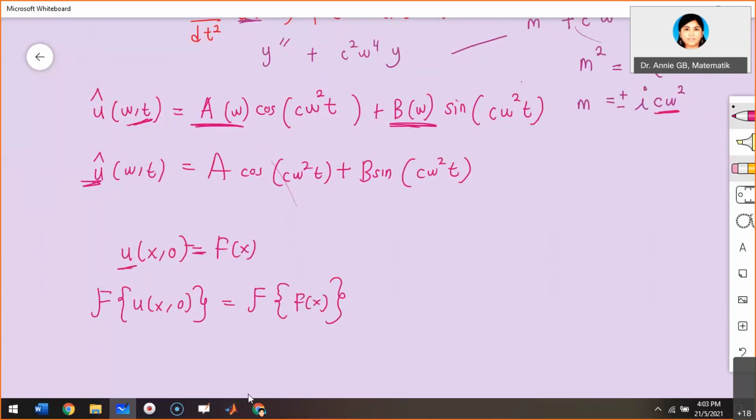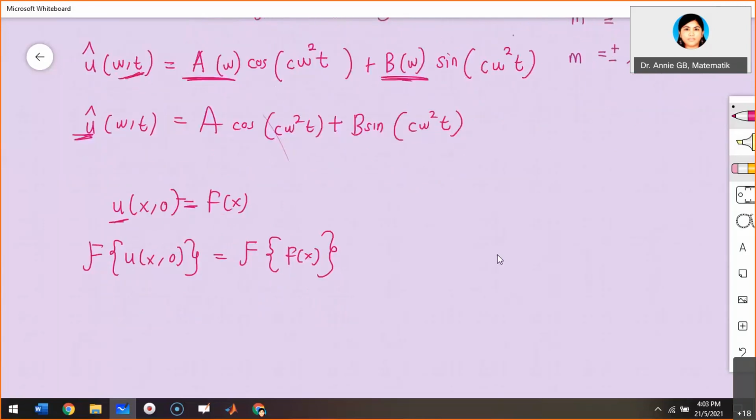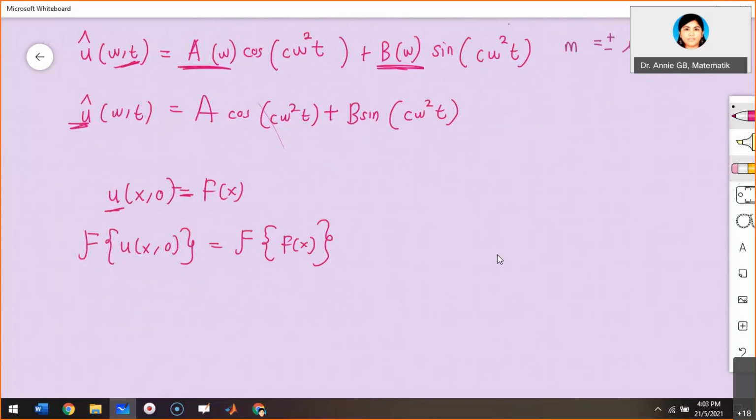Okay, sama macam your Laplace transform lah konsep dia, okay? Bila saya ambil Fourier transform untuk u ni, dia akan jadi u hat. u hat (x akan jadi omega), 0. Okay, the idea of Fourier transform ni, x akan jadi omega, nanti kita akan ambil inverse Fourier transform untuk jadikan dia balik x. Okay, and then this one akan jadi f hat omega.